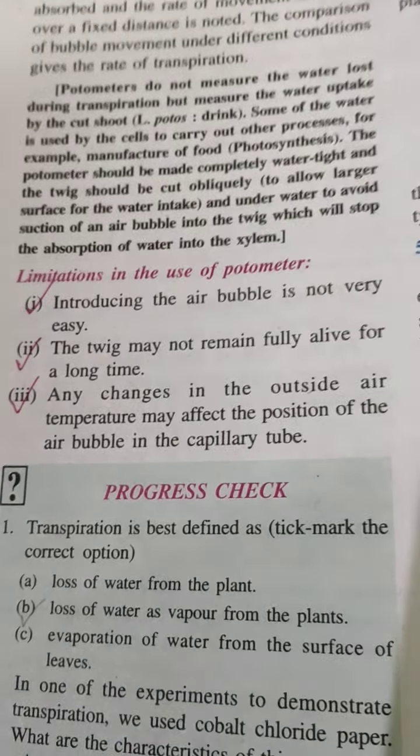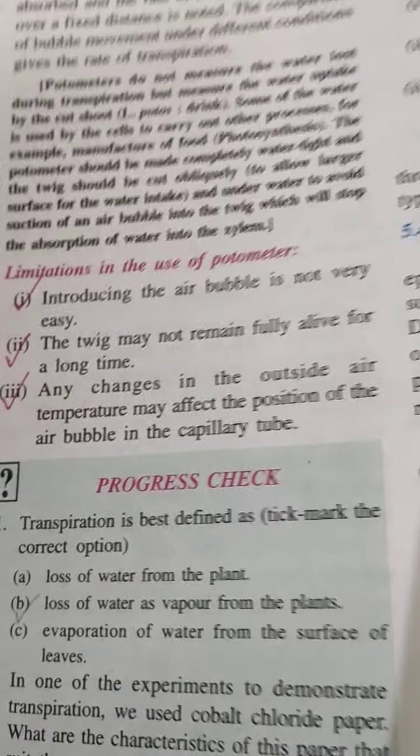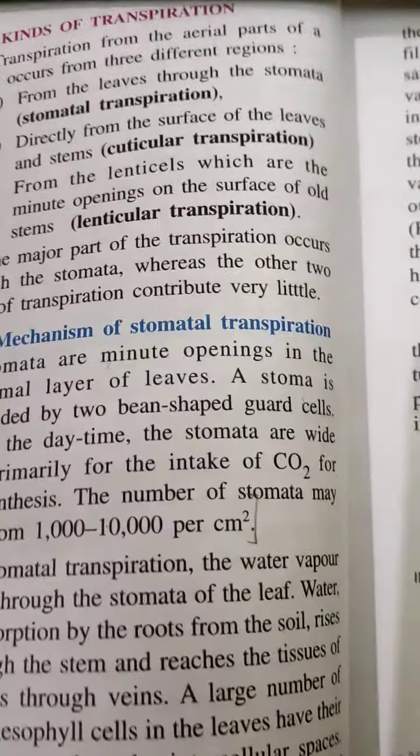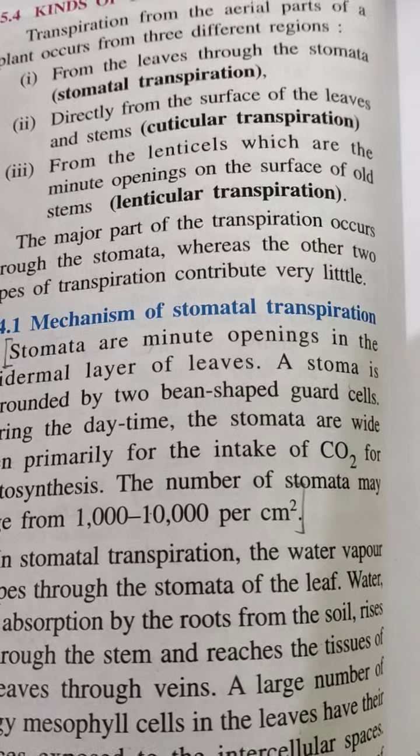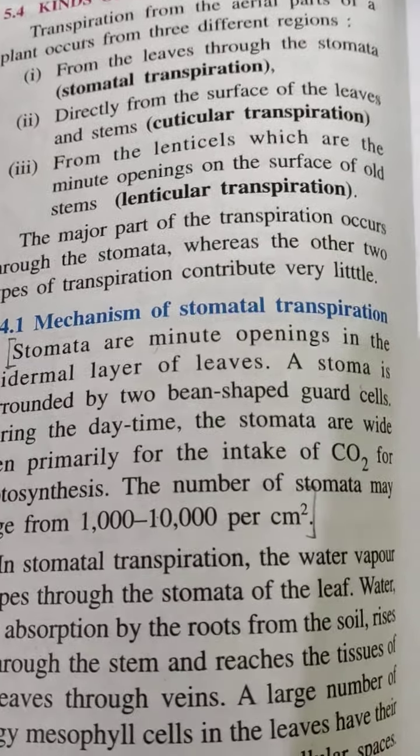So these three are the points which are the disadvantages, the drawbacks, or you can say limitations in the use of potometer. You have to learn it. Clear? Now there are many kinds of transpiration. First kind is stomatal transpiration, another one is cuticular transpiration, another one is lenticular transpiration.